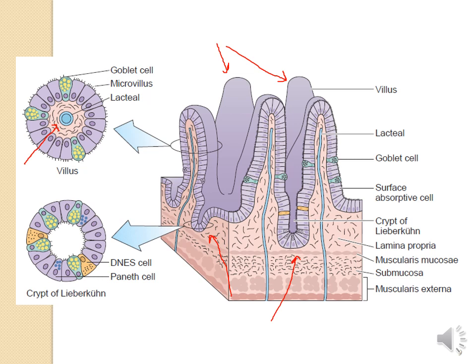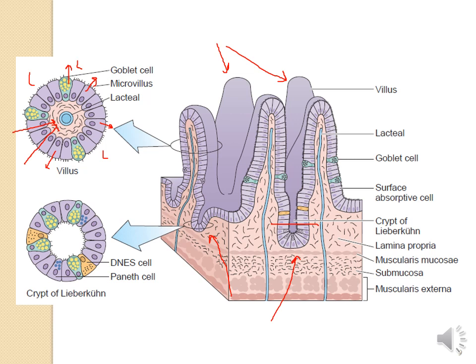Notice how the lumen of the intestine here is outside. Therefore, the secretions of the cells are to the outside. Of course, absorption is in the opposite direction. Absorption is from the lumen into the connective tissue, but the secretion is from the cell to the outside, into the lumen.